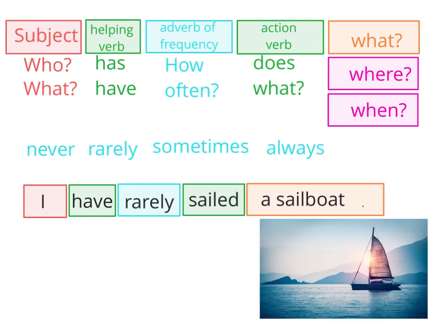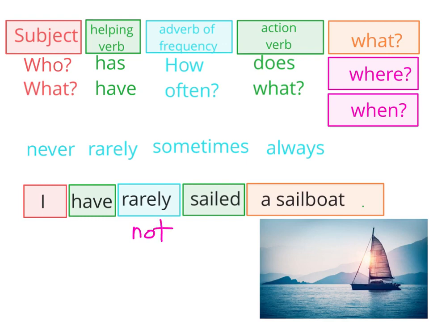And again, in this type of sentence, when we have two parts of the verb, we put the adverb of frequency right in between those two parts. This is also where we would put the word not. If I wanted to say not, I could say, I have not sailed a sailboat. It would go right in here, in between those two parts of the verb.